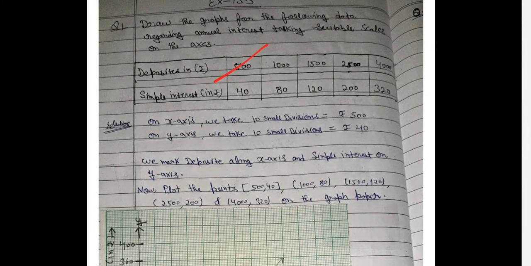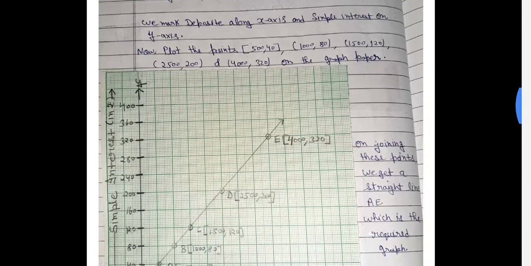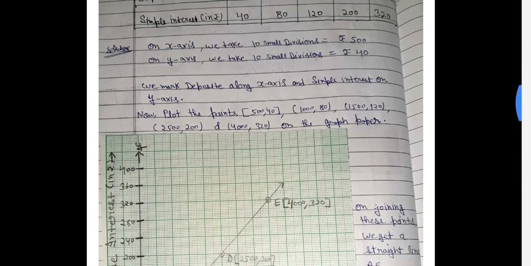It starts with 500, so I am taking from 500, and the gap is also 500. It starts with 40, no problem, and the gap is also almost 40, so I make a 40 gap here. It may be different, you can take 20, 10, 50 or 100, it depends on you. So this is your graph.